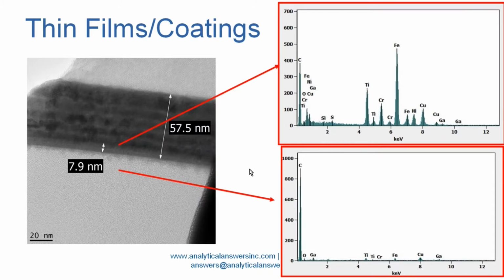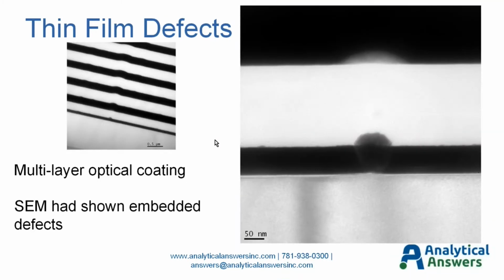And again, we can do our EDX work to look at compositions. In this case, we see a tie adhesion layer followed by layers of stainless steel. Again, we're picking up this copper peak, which is from our copper support grid. So again, very important that if copper is of interest, that we know that ahead of time so we can select an alternative material.